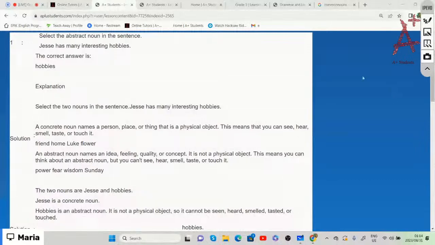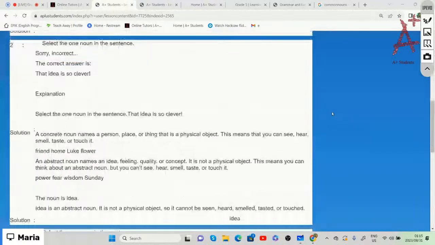Whereas Jessie is a concrete noun. We can see Jessie. We can hear Jessie if she opens her mouth and says something. We can touch Jessie, right? If Jessie puts on perfume, we can smell Jessie's perfume. So that is the difference between the two nouns, one being concrete and one being abstract.